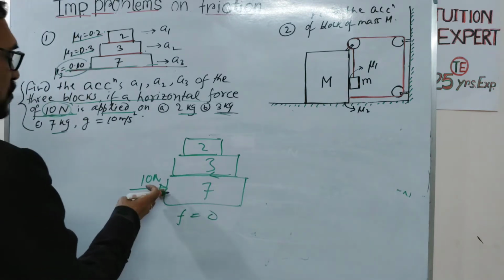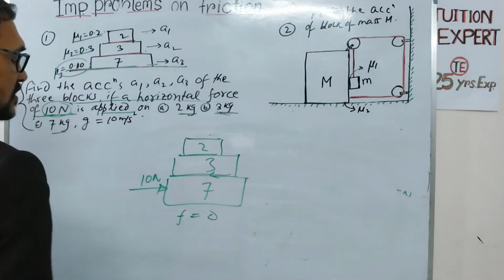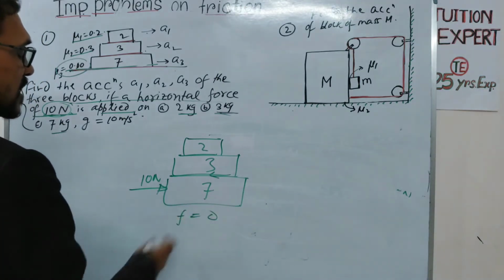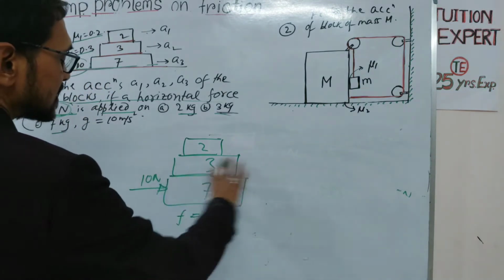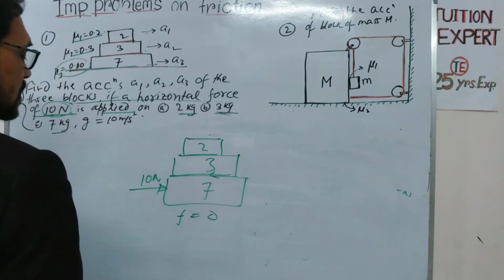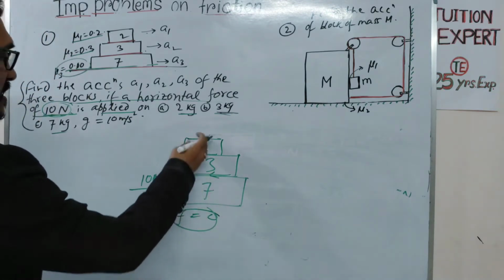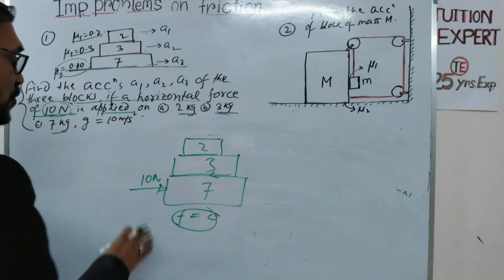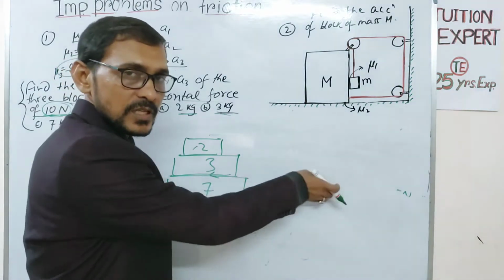So here the applied force is 10 Newton. From the ground, no opposing force acts here. If the ground offers a resistance force whose value is greater than 10, then the 3 blocks cannot move. But here the ground is smooth and a 10 Newton force acts. So 2, 3, 7, 3 blocks move together. That is, the 3 blocks behave like a single body which moves together.